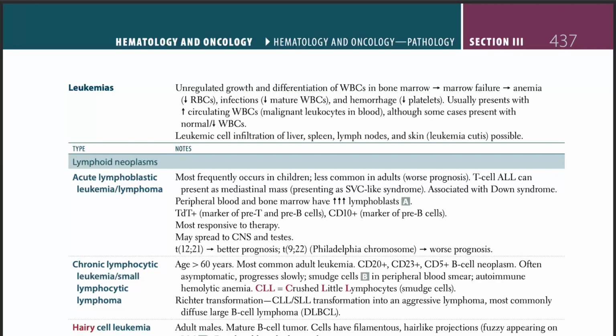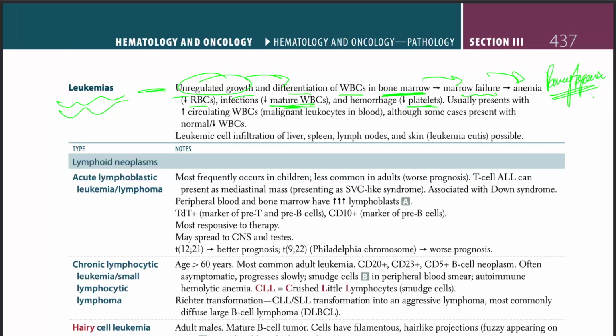Let's start with leukemias. So, the first thing, what do we have? We have the unregulated growth and differentiation of WBCs in the bone marrow. From the bone marrow, it leads to marrow failure, which leads to anemia, which is decreased RBCs, infections due to decreased WBCs, and hemorrhage due to decreased platelets. So basically, pancytopenias.